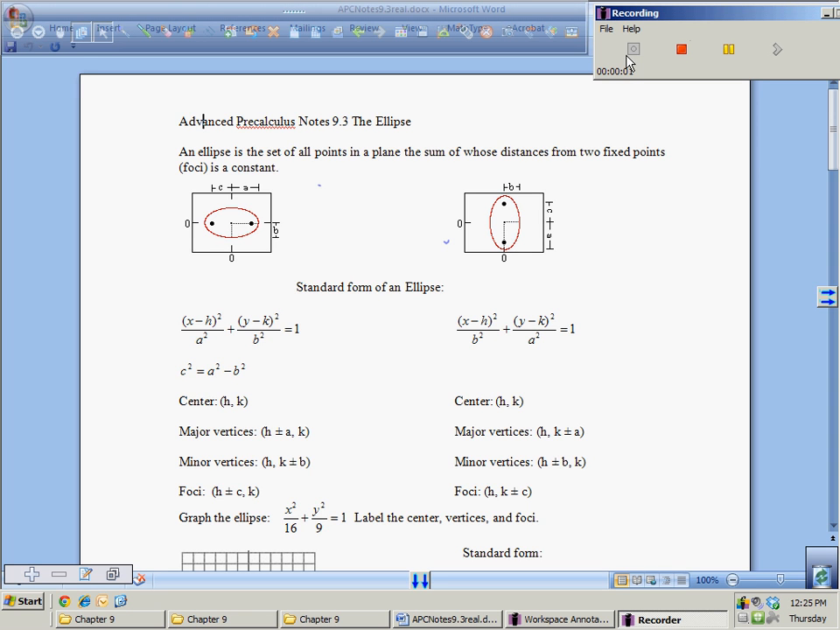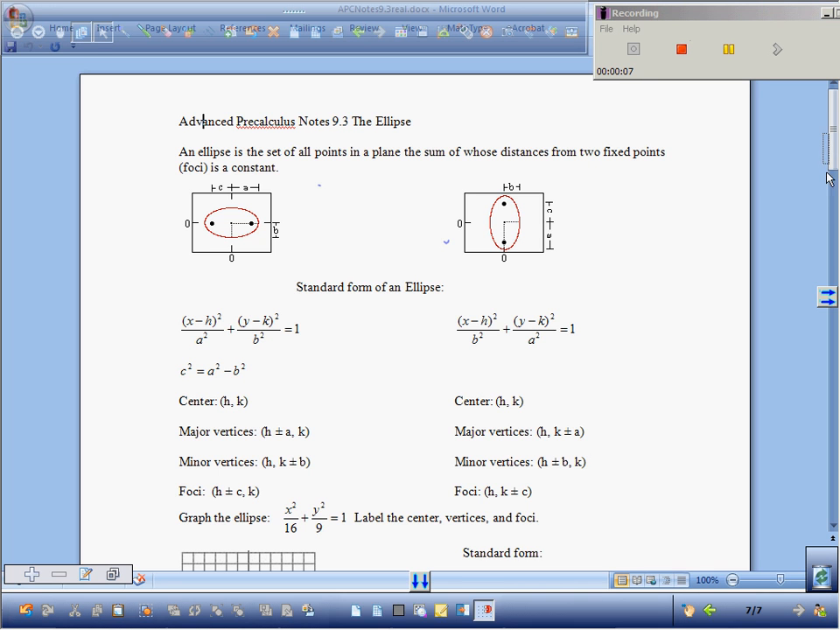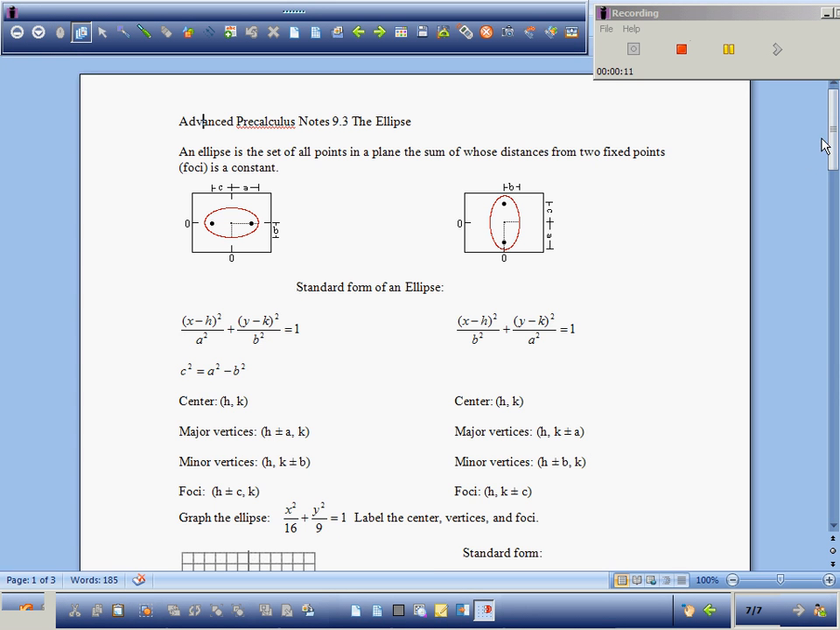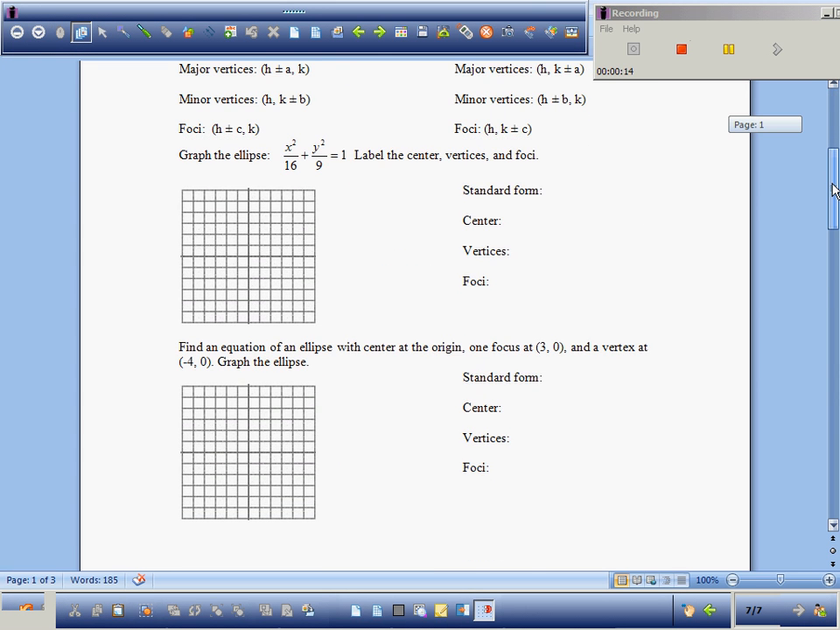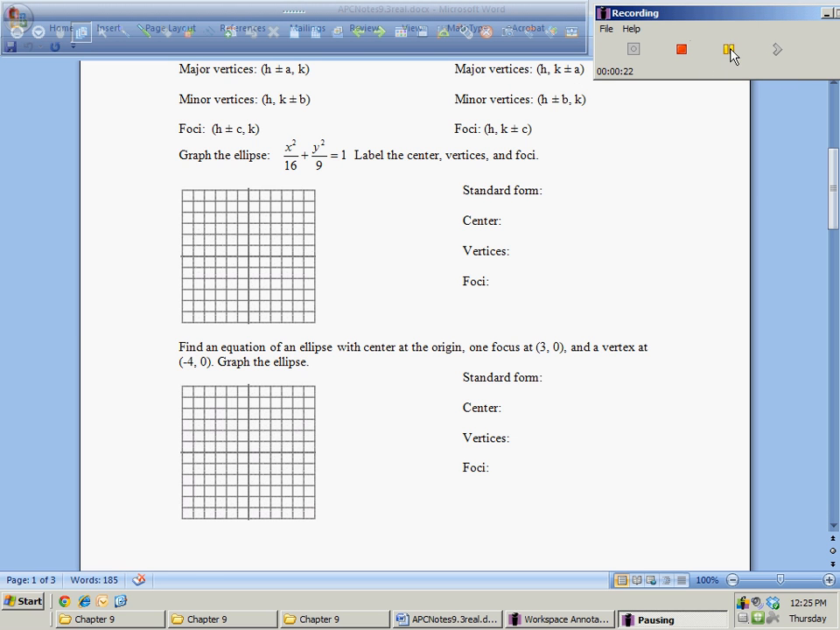So let's do some problems. To do one of these, I'm going to graph the ellipse x squared over 16 plus y squared over 9 equals 1. In any case, I want to graph this.